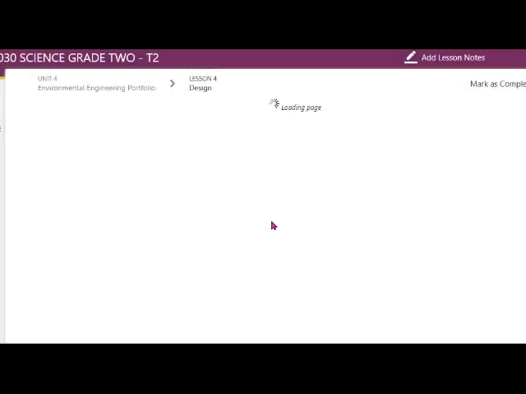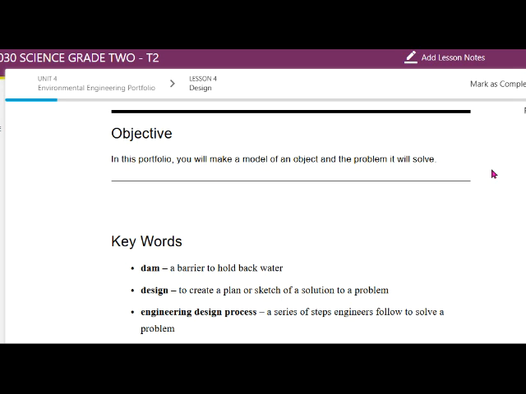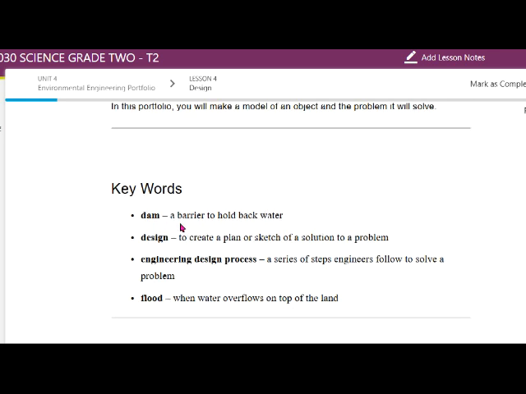So in your science notebook for brainstorming, you can take pictures if you actually come up with some ideas that you build and that you test. You can draw pictures or you can have some of those sentence starters. All right, now we're going to design. In this portfolio, you will make a model of an object and the problem it will solve. A dam is what we're making models of, right? It's a barrier to hold back water.